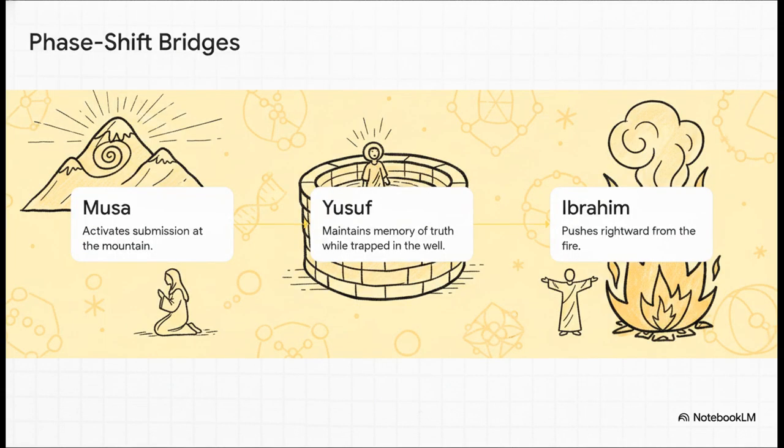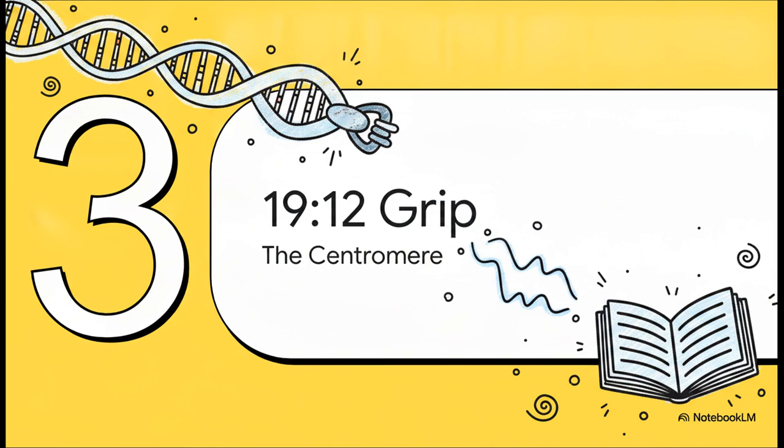The switch happens through very specific crossover points. Figures like Musa, Yusuf, and Ibrahim, they appear on both strands. They basically act as topological bridges. Musa activates submission at the mountain. Yusuf maintains the pure memory of truth down in the well. Ibrahim physically pushes rightward to escape the fire on the left. They show us, the reader, exactly where that phase shift occurs, converting the loss of the left strand into the restoration of the right. Which brings us to Section 3, the 1912 centromere grip.